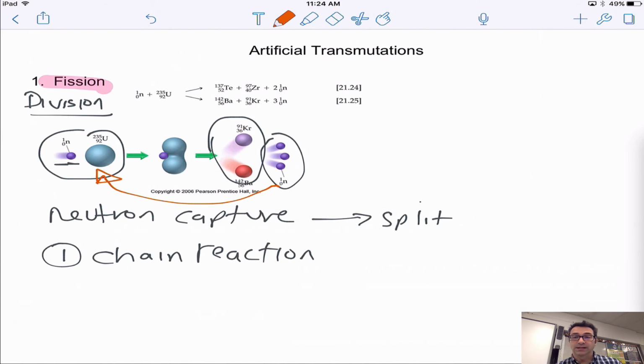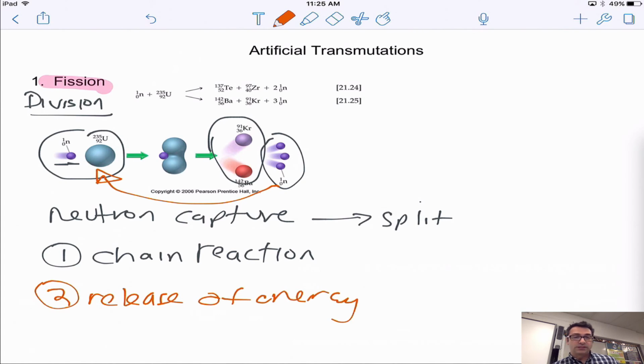And you would think that's a good thing because a lot of energy would be produced. But at the same time, we want to control this reaction. We don't want all of the neutrons to hit all the uranium at the same time. We wouldn't be able to control that release of energy. Now, I keep mentioning this release of energy, and that's something that also is happening. So there is a release of energy.